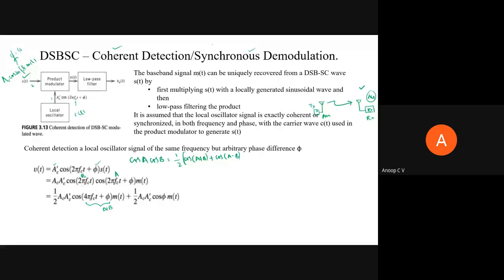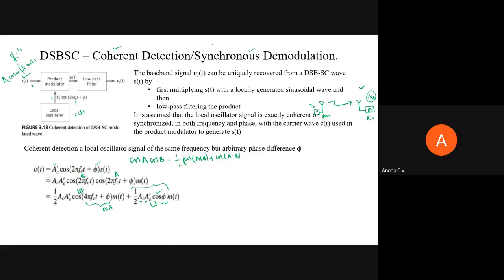Then what is A minus B? It will be simply 5. So what we have here is a high frequency term, and our message multiplied with constants. AC is a constant, AC dash is another constant, and this cos phi, cos of some angle, is again a constant. So in the second term we have m of t, a low frequency low pass signal, multiplied with some constant. So what will happen if we pass this v of t through a low pass filter?